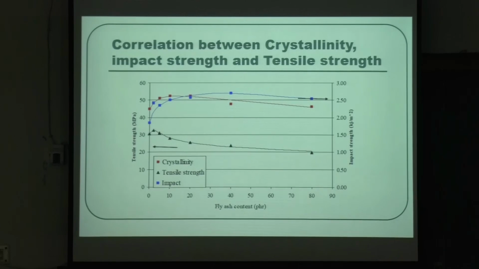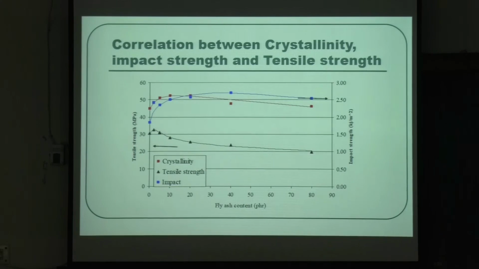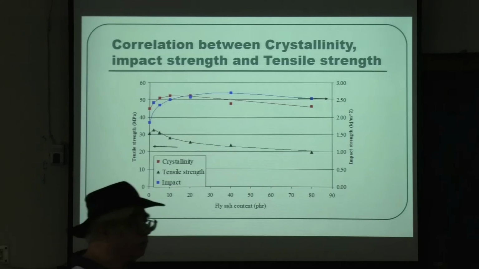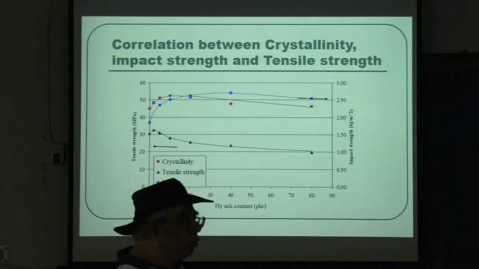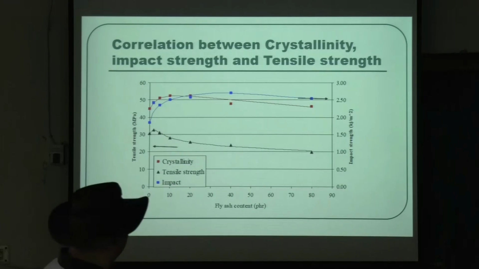Correlation between crystallinity, impact and tensile strength. This is before treatment. Oh, that fly has come back on the screen. So that fly likes all this polypropylene information. I mean, it is flying, it will go back to its class and teach all these things.